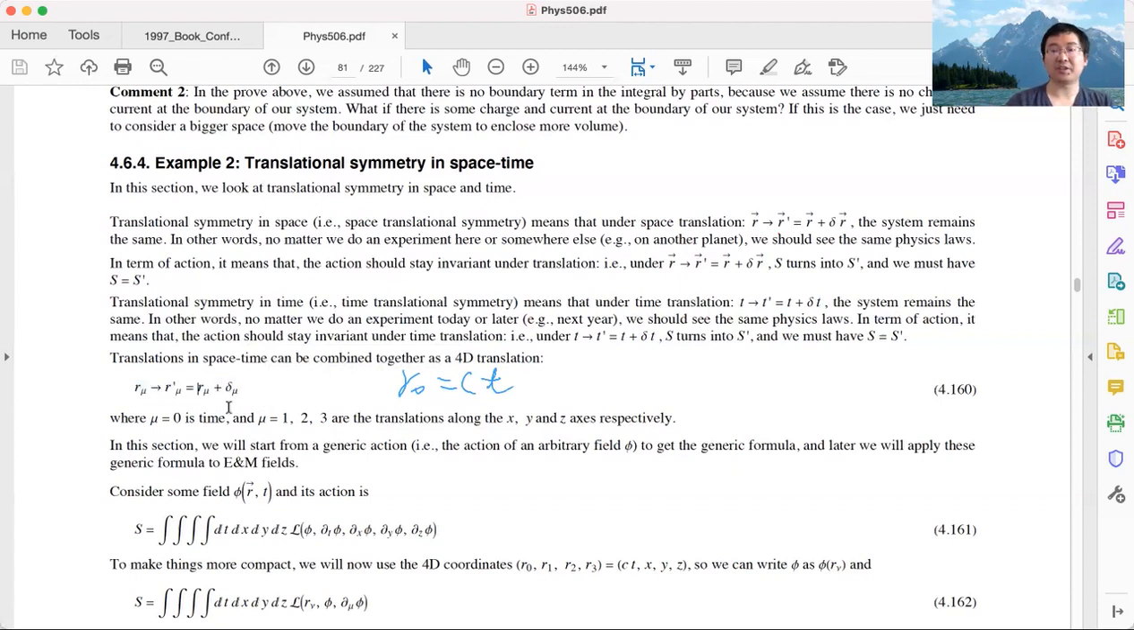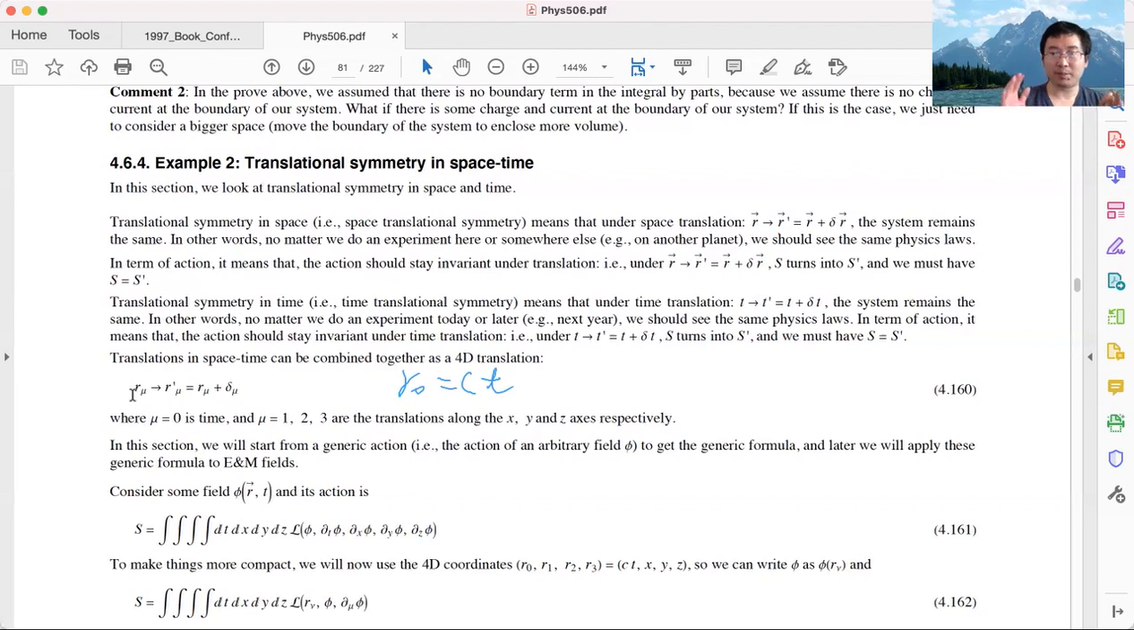And this is the transformation we're going to look at. This transformation, again, is a continuous transformation. It's not a discretized one. δ is a continuous variable. You can tune it to be very, very small, you can tune it to be very, very large, and you can smoothly change the value of δ from 0. So that is a continuous transformation.